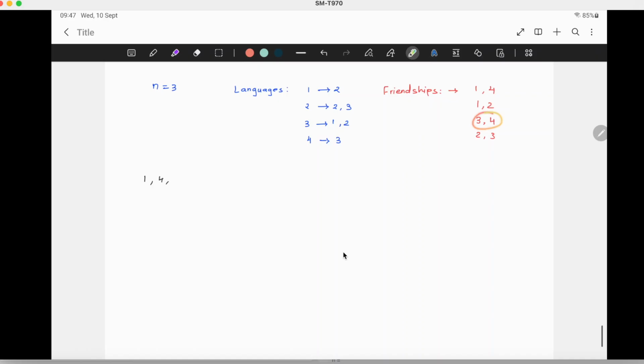Now we will check the third and fourth persons. Here the third person knows the first and second languages, and the fourth knows the third language. Again we don't have a common language between the third and fourth persons, so we consider this pair, because someone needs to learn a common language. Now the next pair is second and third. The second knows the second and third languages, and the third knows the first and second languages. Again we don't have any common language between the second and third, so we also consider these two persons.